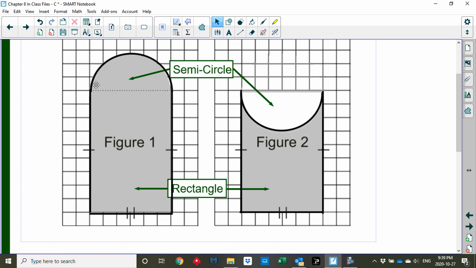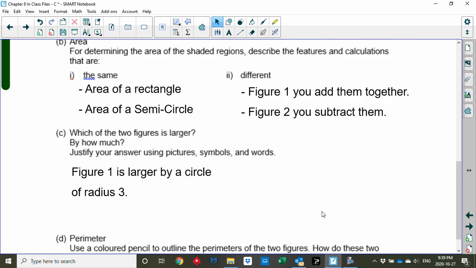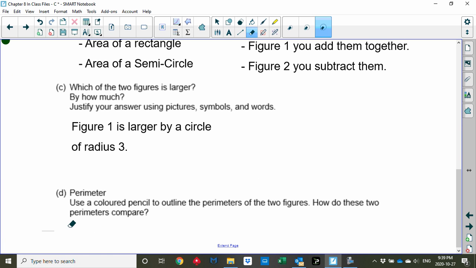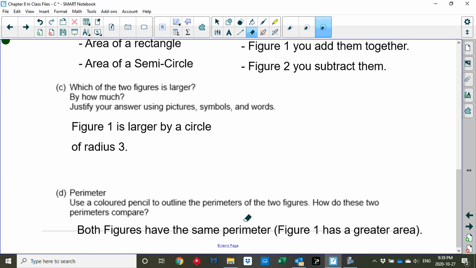It takes the same amount of fence to go around the outside of both of these, which is kind of deceiving. So down below, I'll just put that in for you. Both figures have the same perimeter. Figure one has the greater area, but the perimeters are the same.